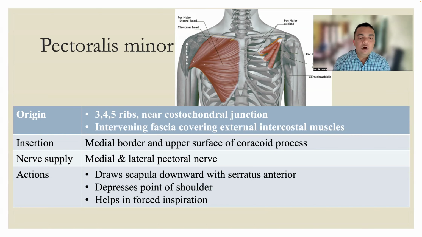It is inserted on the medial border and upper surface of the coracoid process. In the scapula, you get the coracoid process. उसके coracoid process पे उसके medial border पे ये insert होगा, जबकि वहां से origin होता है आपका biceps and coracobrachialis. The nerve supply is the medial and lateral pectoral nerve, same as pectoralis major. The action: it draws the scapula forward with serratus anterior. So the protraction movement of the scapula, when you are moving your scapula forward, is done along with the serratus anterior, which helps you move your scapula forward in a protraction movement.